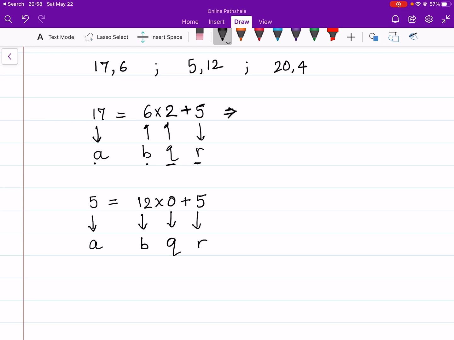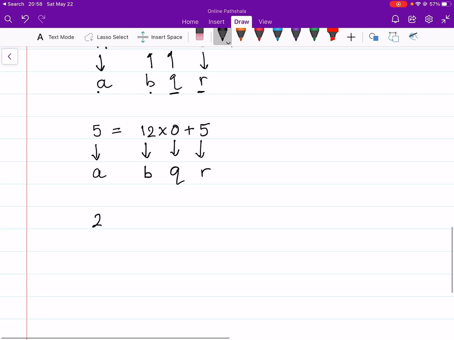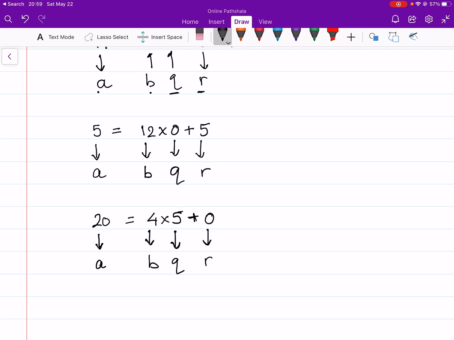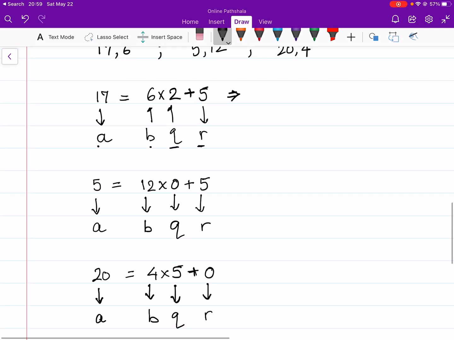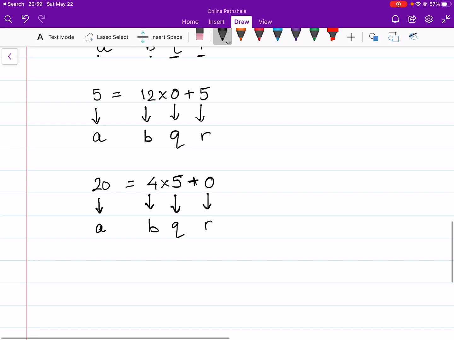Now if we look at the third example, that is 20 and 4. 20 equals, we know that we can easily multiply 4 times 5 and it becomes 20, and you just need to add 0 to it to convert it into the form. So you have a, 4 is b, the quotient q is 5, and the remainder is 0. So you can see that we have three cases over here. In the first two cases the remainder is greater than 0, and in the third case the remainder r is equal to 0.